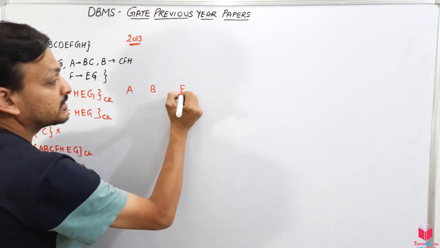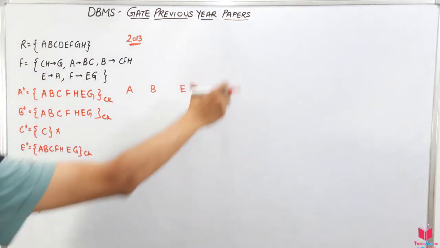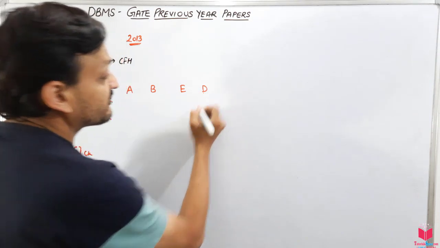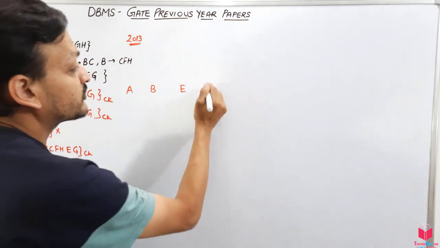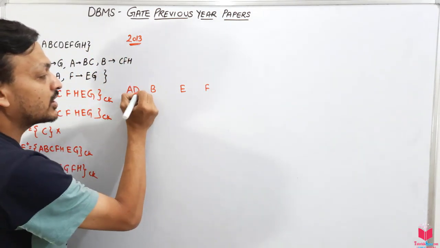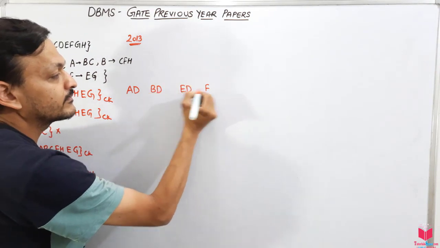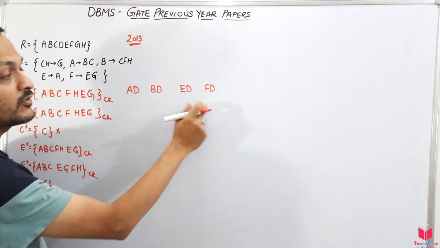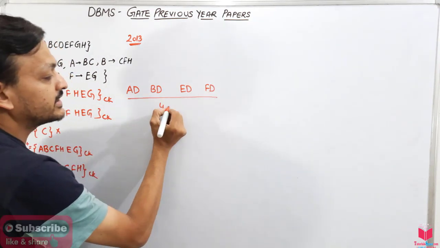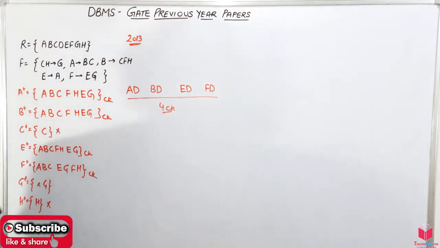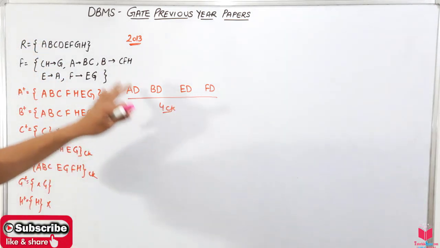Okay guys, and in this, suppose D is not part of any functional dependency. That means I have to take this D along with that. So these are the 4 candidate keys from this relation. So this is all about this question.